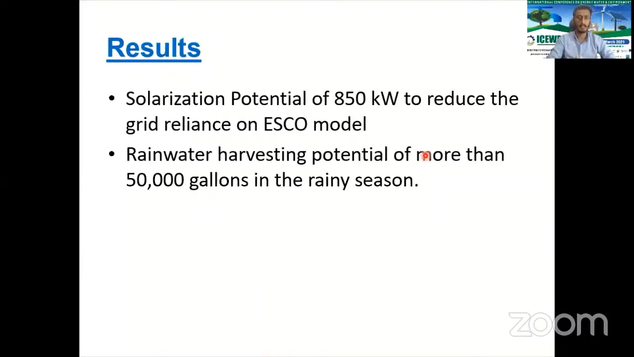Moving forward, the solarization potential of GCU University was found to be around 850 kilowatt, keeping in view the constraints of injection points. The proposed model is the ESCO model, in which the energy service company will invest and rent out the entire system, and the university will pay a minimal price per unit generated by the PV system. Keeping in view the overall rooftop area, we have estimated that approximately 50,000 gallons can be conserved during the rainy seasons of the year, which can be increased further by increasing the underground water storage.